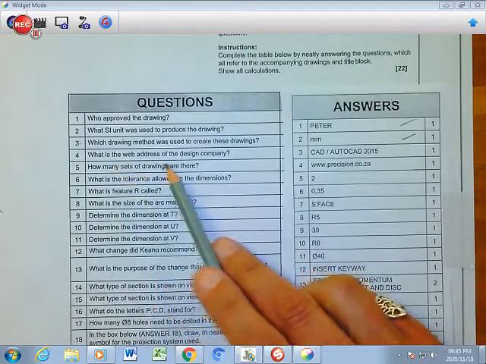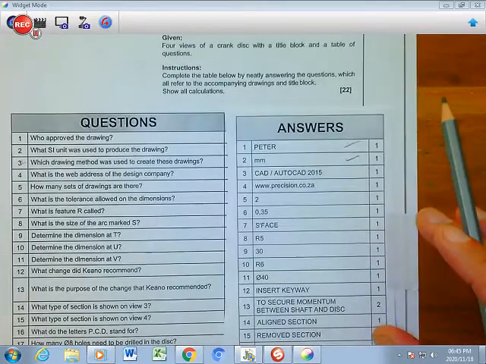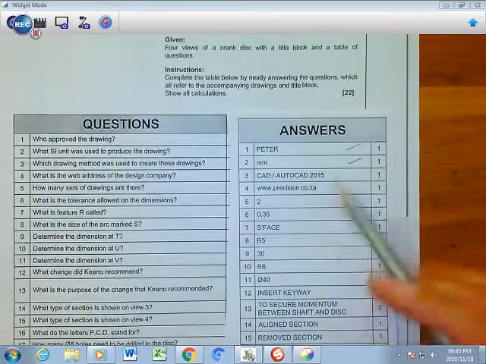What is the web address of the design company? And that you're going to find here at the bottom as well, www.precision.co.za. You're going to write it in there.